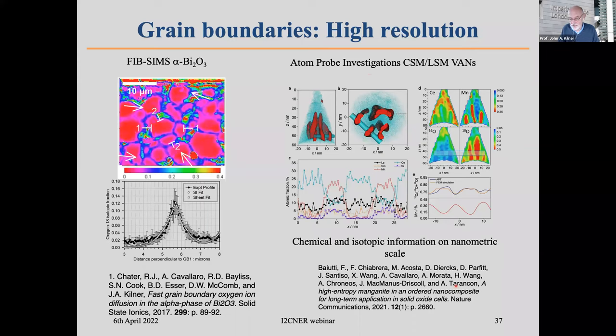And this is a paper that came out of Albert Tarancón's group in Barcelona. They were looking at some samaria-doped ceria LSM vertically aligned nanostructures that had been oxygen exchanged. They were able to see the O16 and O18 distributions, as well as the cation distributions, but on a nanometric scale, to be able to see what is going on in these grain boundaries at that nanometer scale, coupled with TEM. I think this is the way forward to understanding exactly what is occurring at the grain boundary.